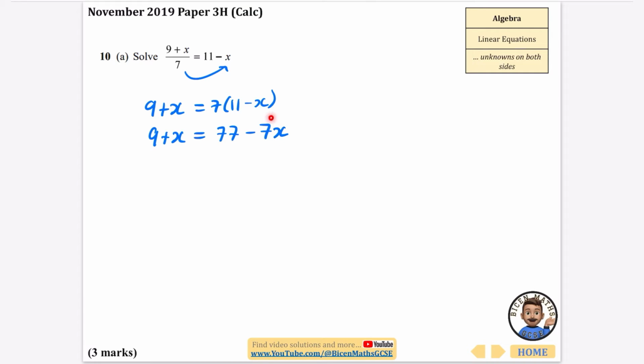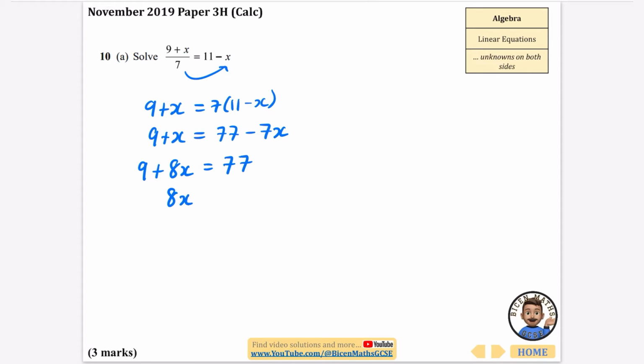Now this is the smaller x. We always want to get rid of the smaller x, and even though it looks bigger, it's got the negative, which means it's lower down on the number line. So I'm going to get rid of that minus 7x by plussing it to the other side. And x plus 7x is 8x. Now we have it at this stage.